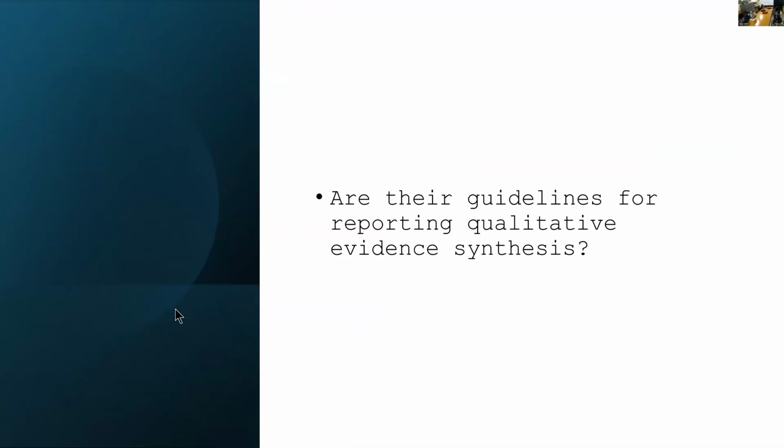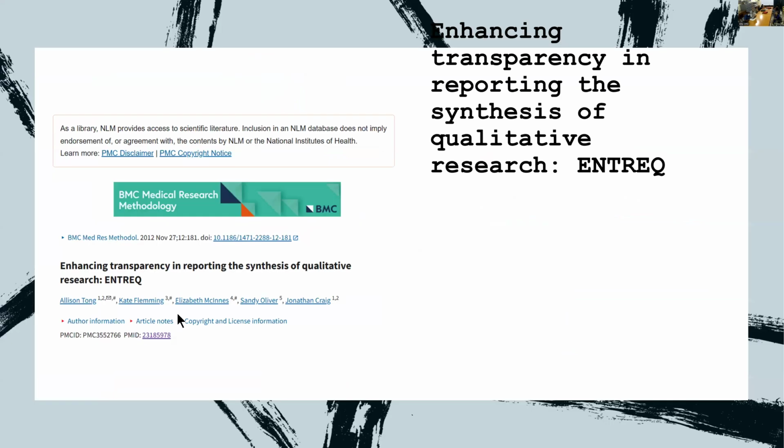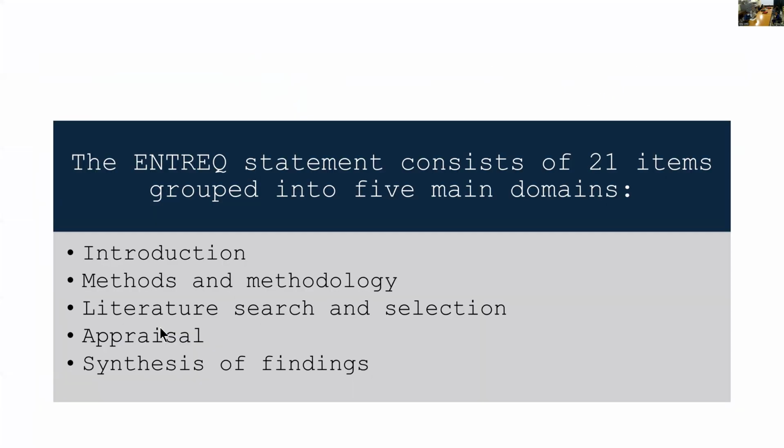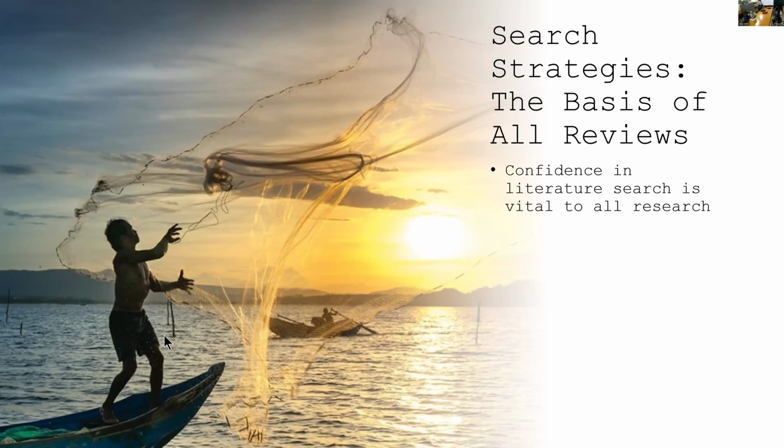So are there any guidelines for reporting qualitative evidence synthesis? There is the ENTREQ guideline, which helps us to report the way the researchers conduct the synthesis. I just want to show that there are 5 domains. Out of it, we'll be concentrating today on the literature search and selection. All this backdrop I have given basically highlights the importance of a search strategy. Without it, there is absolutely no benefit of doing a qualitative synthesis. Your confidence in the search is absolutely vital.